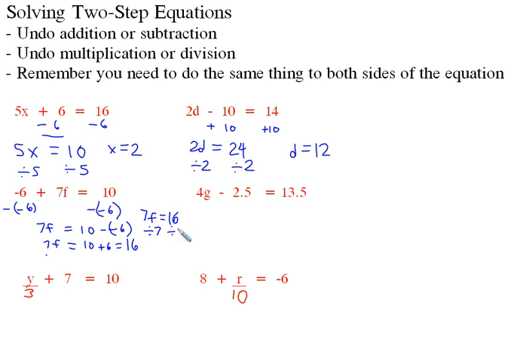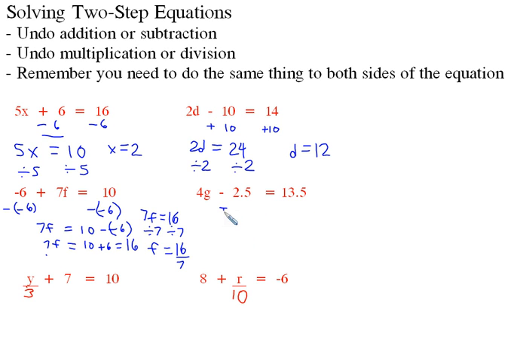And what do we have? This cancels out, and we're just left with f is equal to 16 divided by 7, or 16/7. Over here, same thing, so it works with fractions. Here, 4g minus 2.5 is equal to 13.5.